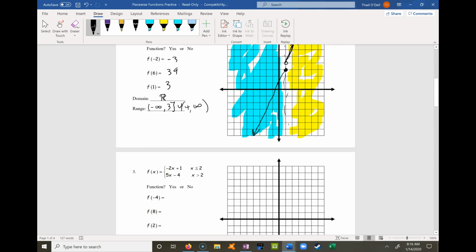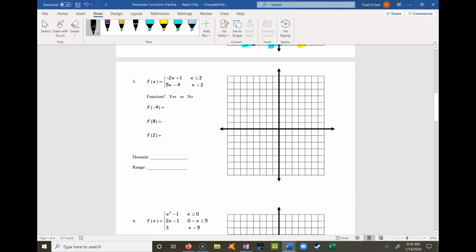So here's another one. We got a dividing line at 2. So put a dotted line, and yellow's back on the left again. Blue's on the right. So that's blue and that's yellow. In the yellow, we're using the line y equals -2x plus 1. So I would cross the y-axis at 1 and go over 1 up 2, over 1 up 2. And I'm going to put a solid dot because it's less than or equal to. And that's my yellow side.